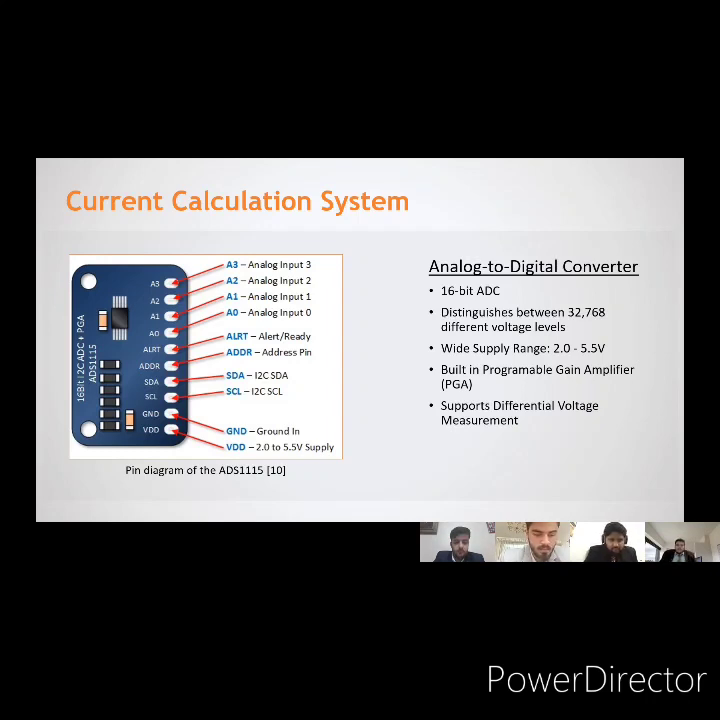Moreover, this chip can also support differential voltage measurement, so we can measure the voltage with the reference of another pin, like measuring it twice, one at negative 1 volt, one at positive, to remove the noise, as opposed to just measuring it from a single end with reference to our ground.